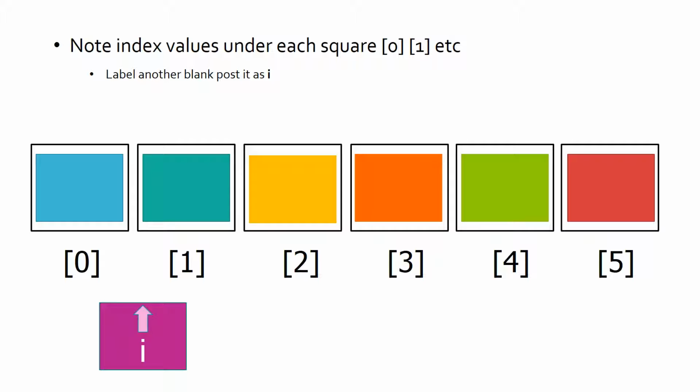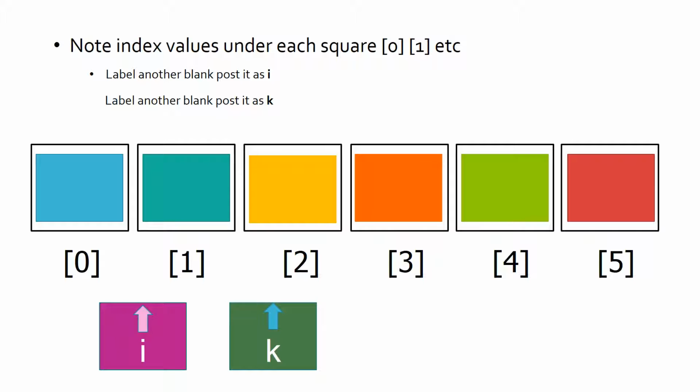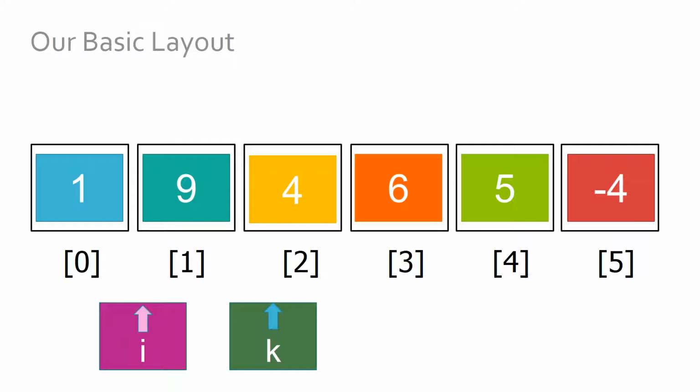Grab another post-it note and label it i, and one more that's going to be k, and we're going to move these post-it notes around underneath our array to show the position of our index pointer. So this is our basic layout. We're ready to do some sorting.